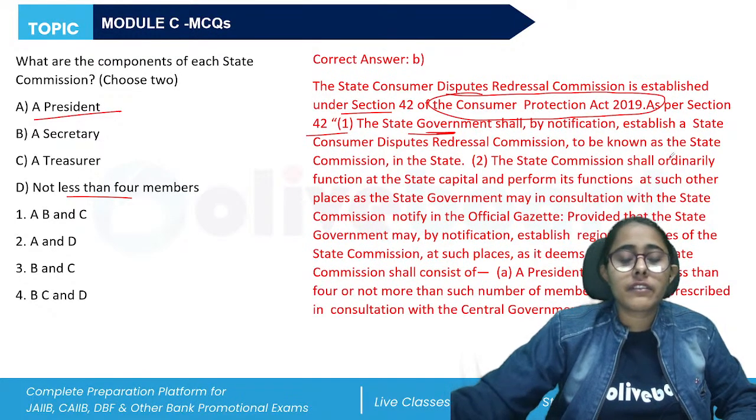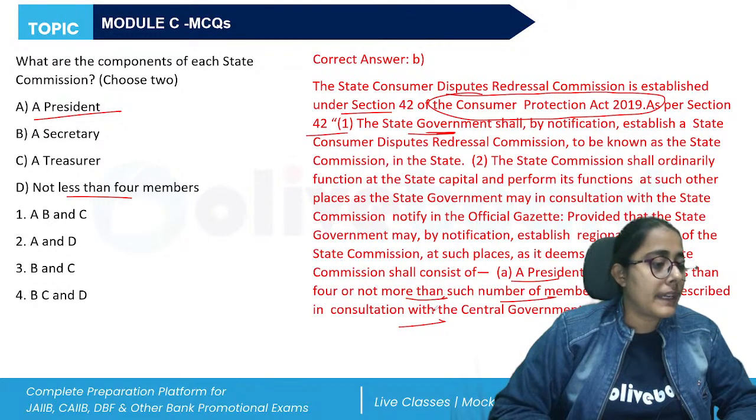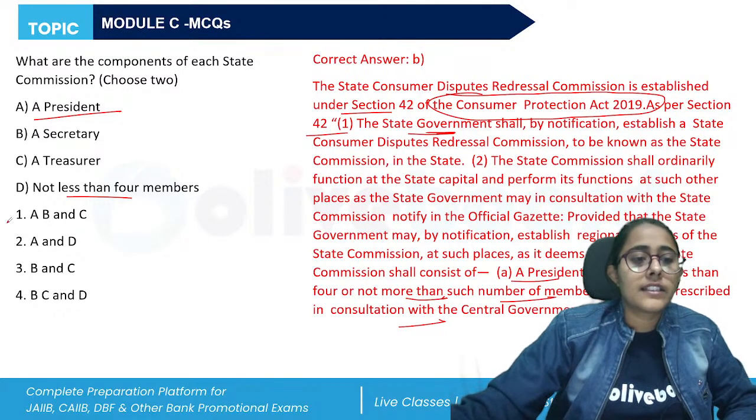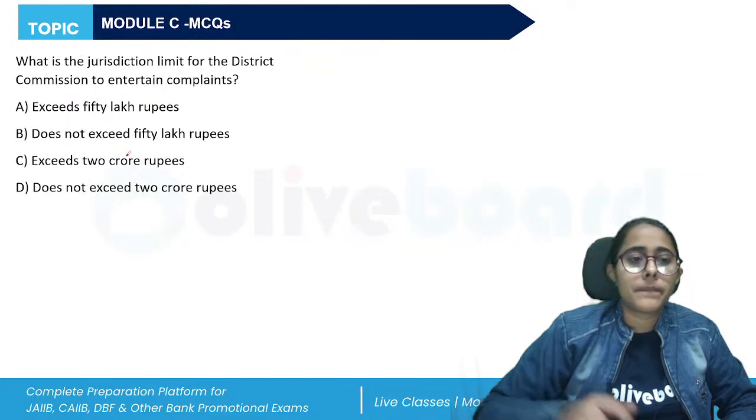Each state commission will consist of the president and not less than 4 or not more than such number of members as may be prescribed in consultation by the state government. So the correct answer is A and D. Secretary or treasurer are not given compulsorily to be the members of the state commission. The president and not less than 4 members are given.